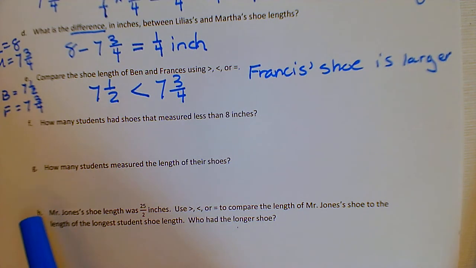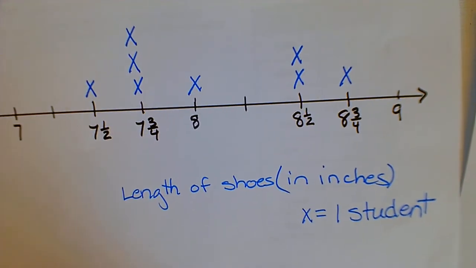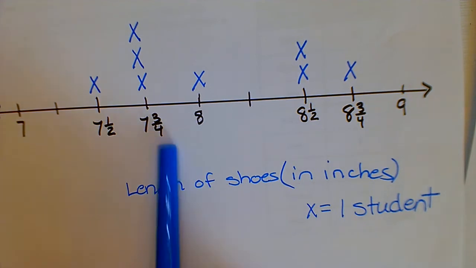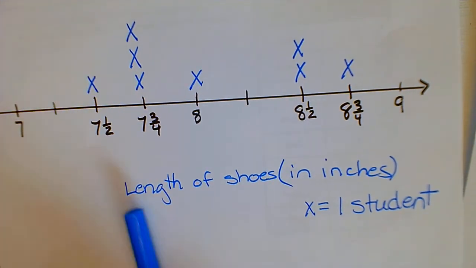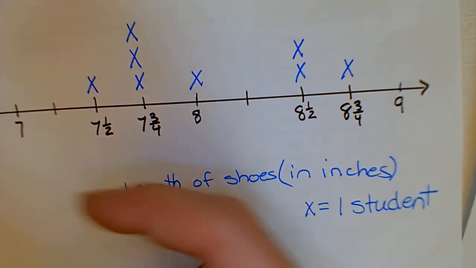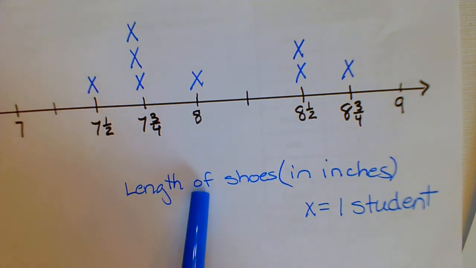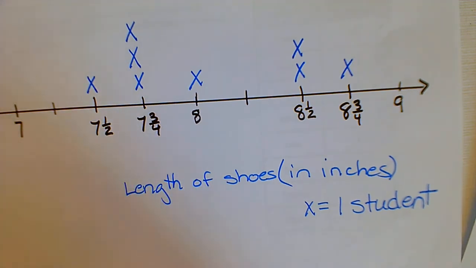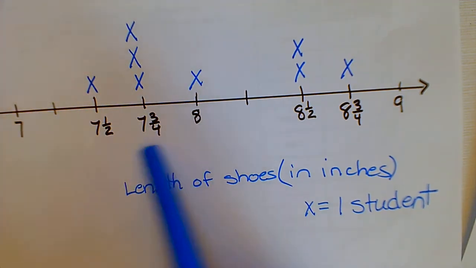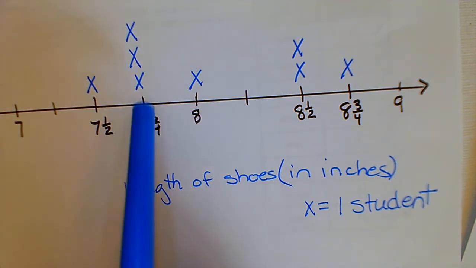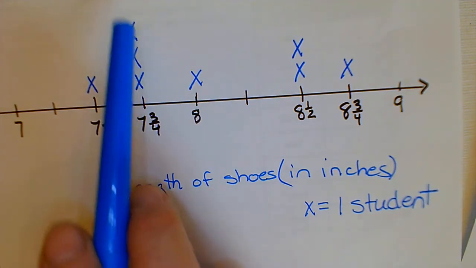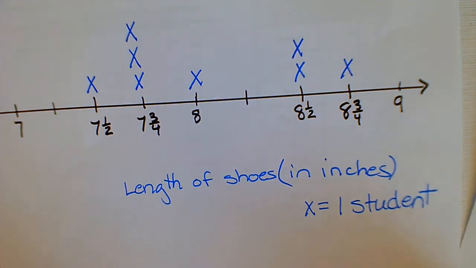How many students had shoes that measured less than 8 inches? Well, that's definitely going to come straight from our graph. That's going to be the easiest way to work with this. So we need students that are going to be less than 8 inches. So we want to go to that side of the 8-inch mark. Do not include the 8. It wasn't less than or equal to. It was strictly less than. So only shoes that are smaller than 8. So let's go ahead and count. 1, 2, 3, 4. So that's nice and easy.